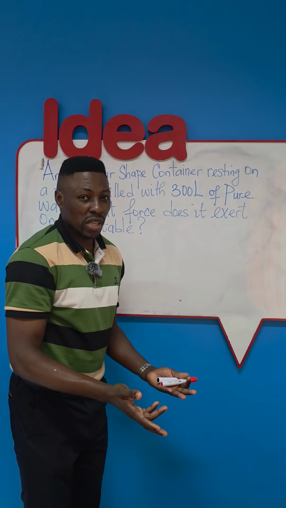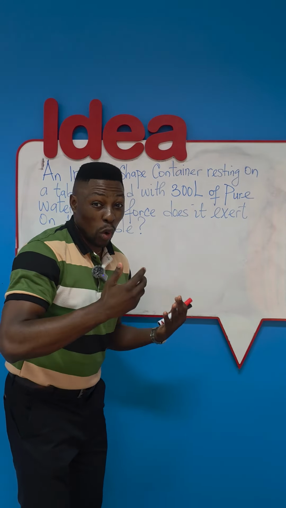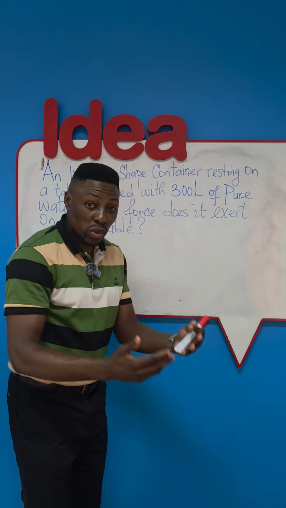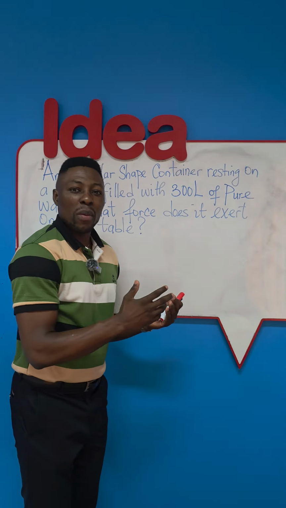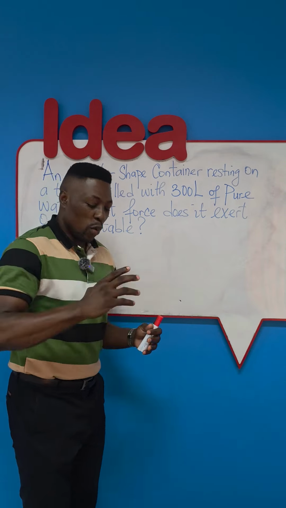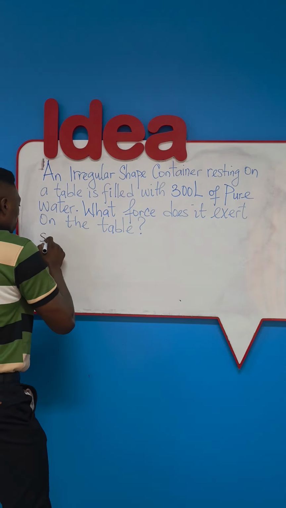Because this is the only option here. It will be the weight of the container and its content. That's the force which is exerted on the table. So how do you go about finding the weight of this? Follow me, dear friends. Solution.